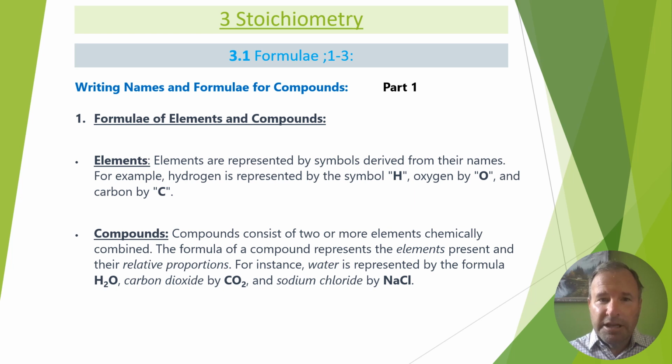Okay, writing names of chemical formulae. Here are the basics that we should go through. Elements are represented by symbols derived from their names. For example, hydrogen is represented by capital H, oxygen, capital O, and carbon, capital C. Remember, elements are made up of only one type of atom. Here we've got compounds. Compounds consist of two or more elements chemically combined. And remember, there are different elements. For example, you've got here water with the formula H2O and carbon dioxide, CO2.